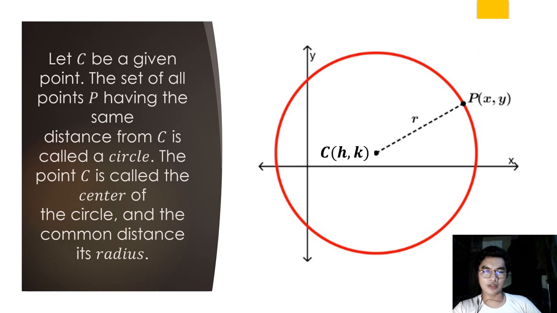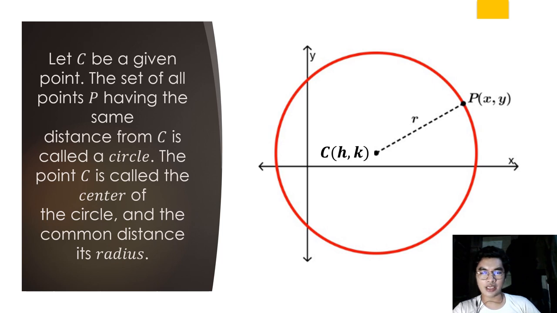Okay, so in this figure, let C be a given point, and the set of all points P having the same distance from C is called a circle. The point C is called the center of the circle and the common distance is called the radius. So from this figure, we have circle C.